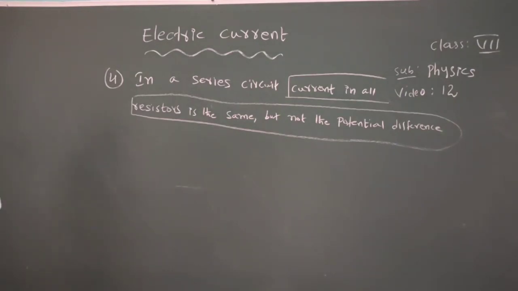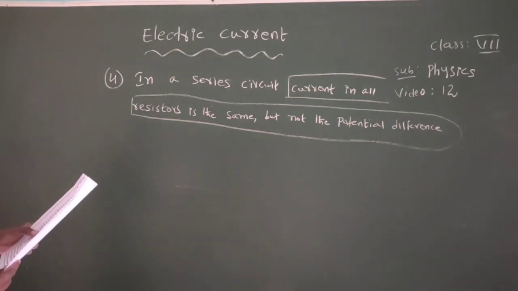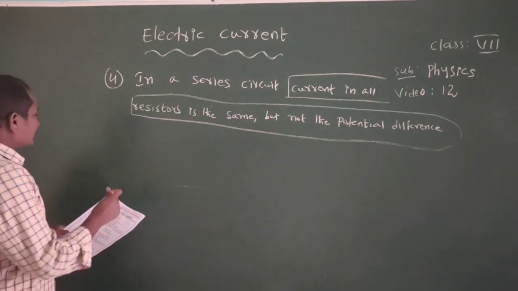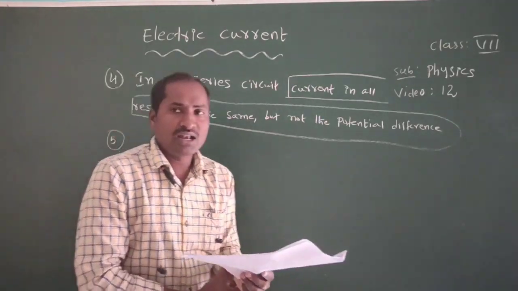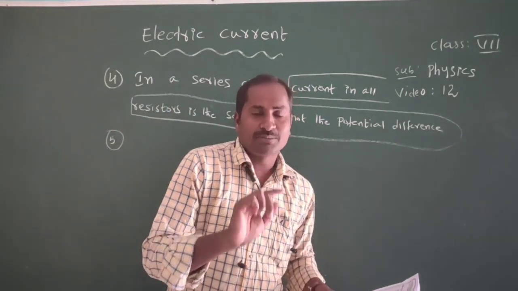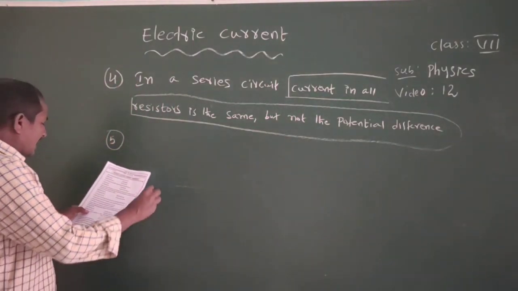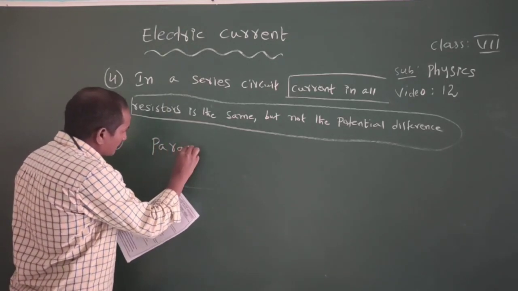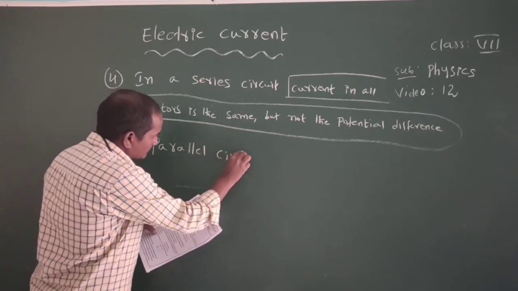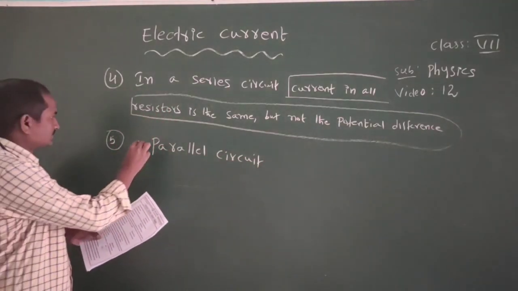When a number of resistors are connected in such a way that they have a common positive terminal and a common negative terminal, the resistors are said to be connected in parallel. All positive terminals have a common point, all negative terminals have the same common point. The type of circuit is called a parallel circuit.